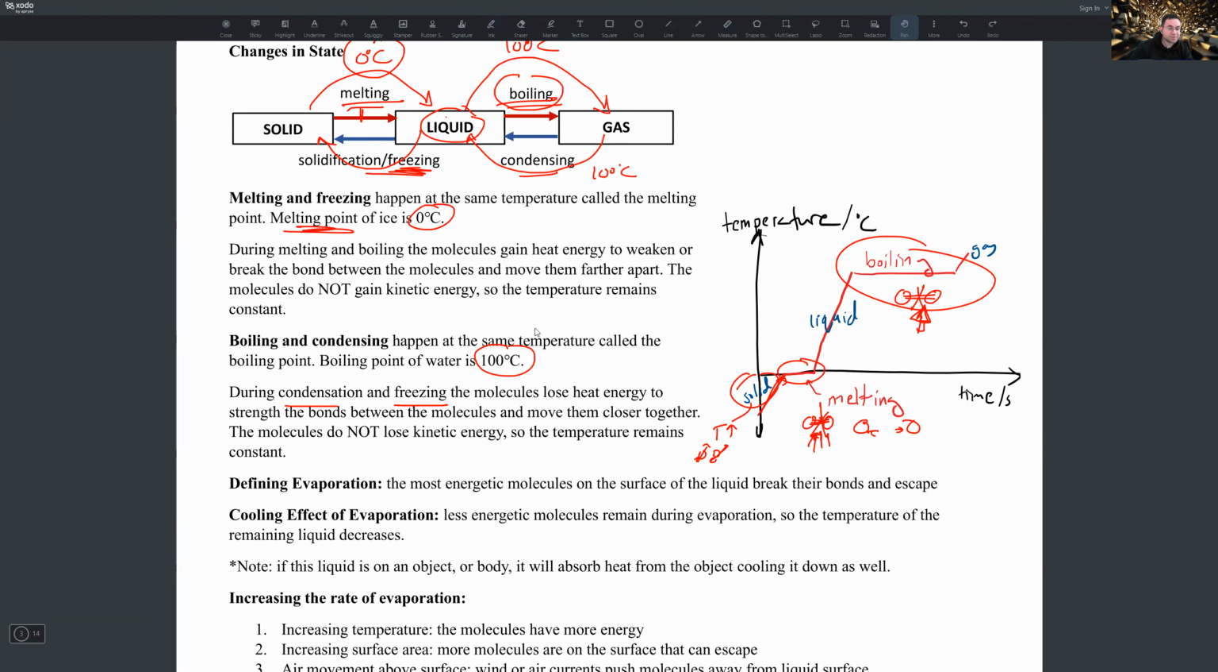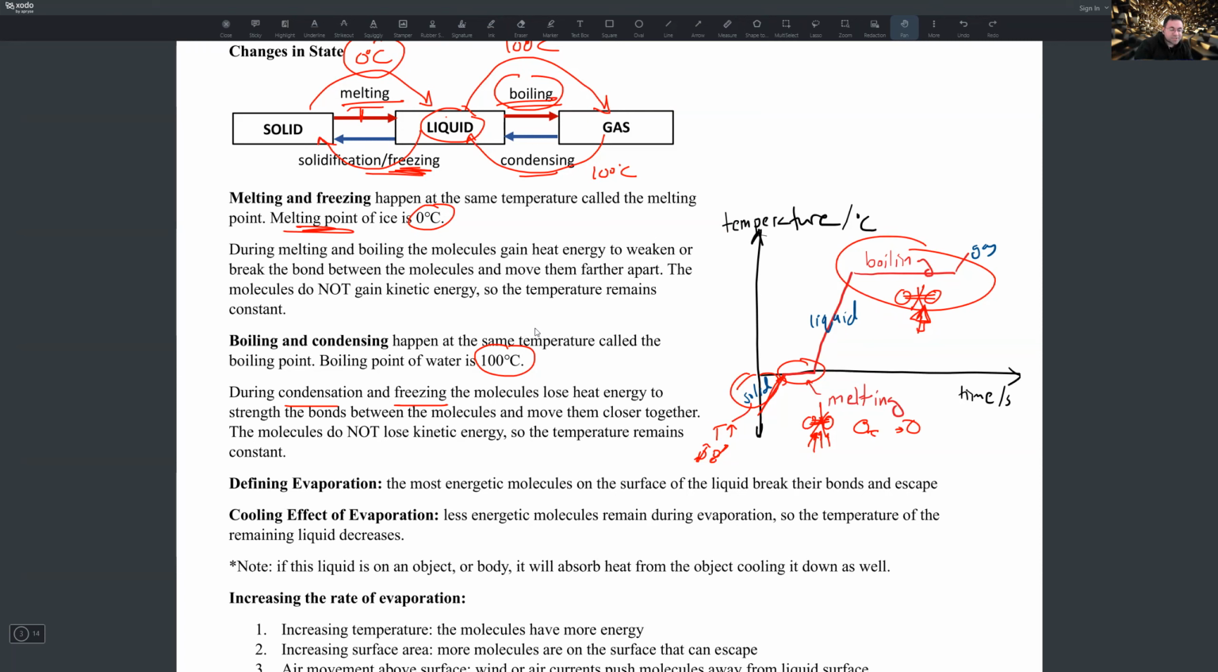If something is condensing or freezing, it's losing heat. So it's cooling down. But the temperature doesn't decrease, it stays constant because the energy is used to pull the molecules closer to each other. The energy lost allows the molecules to move closer to each other and reform the bonds. So they form bonds again and they get stronger, and so on.